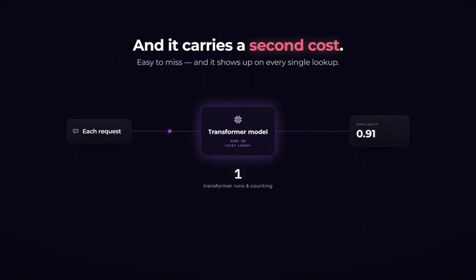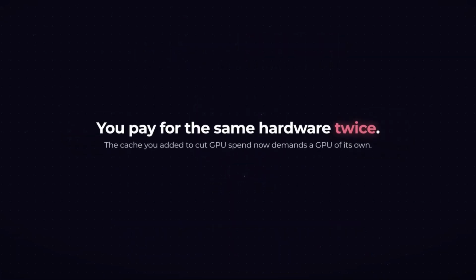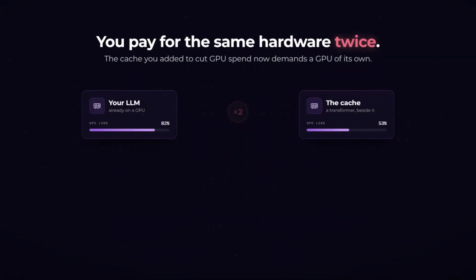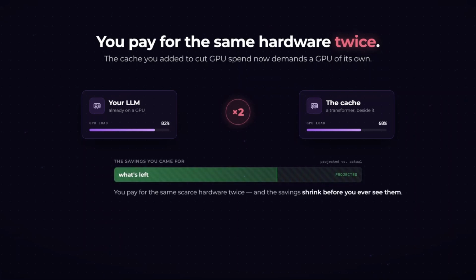To judge how similar two requests are, a semantic cache runs a transformer model on every single lookup. That model needs a GPU of its own. So the cache you added to cut GPU spend now demands more of it, sitting right beside the GPU already running your LLM. You pay for the same scarce hardware twice, and the savings you came for shrink before you ever see them. For years, this was the trade, safety or savings, never both.